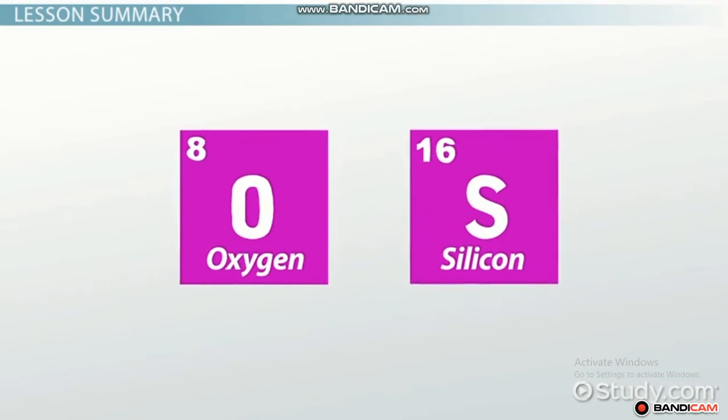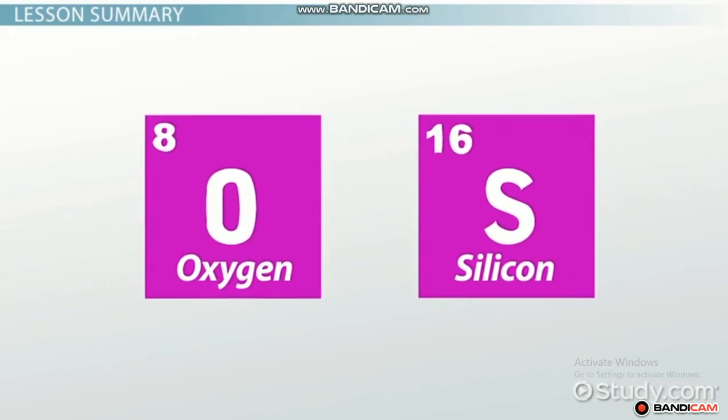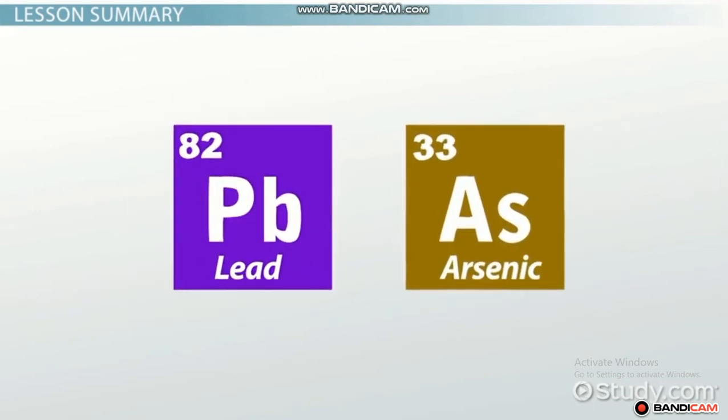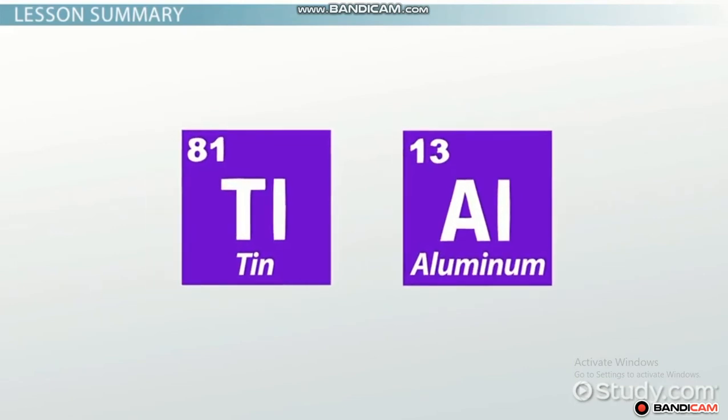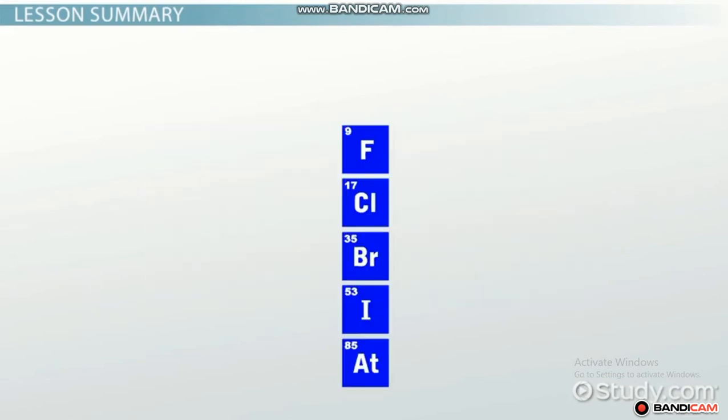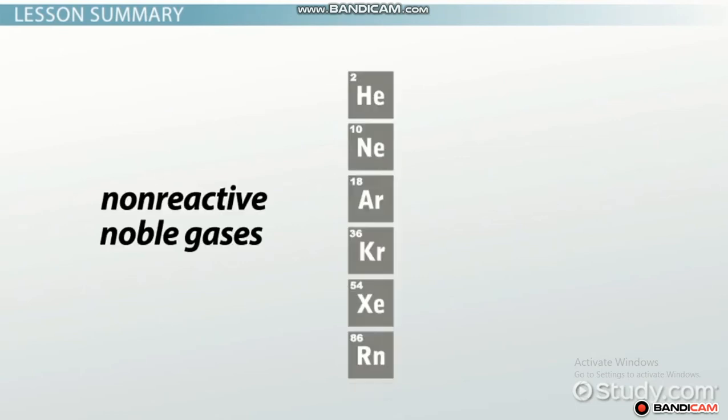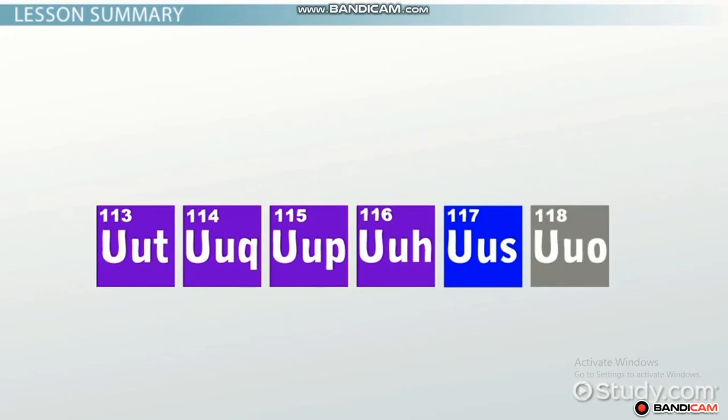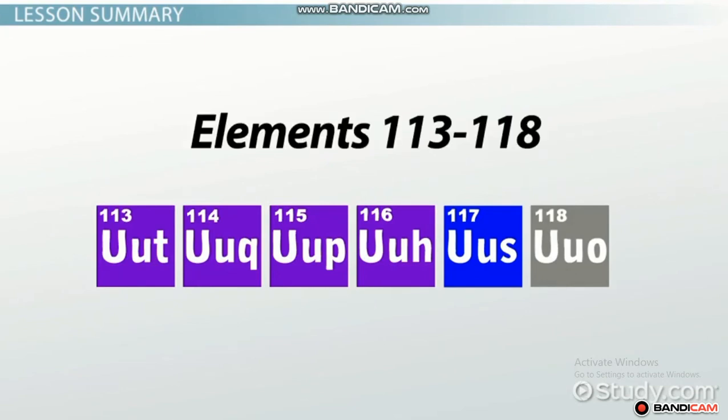Some of these elements are extremely abundant: oxygen, silicon. Some are toxic: lead, arsenic, and some are very useful: tin, aluminum. It is also home to the very reactive halogens, column 7A, and non-reactive noble gases, column 8A, and some of the most recently discovered elements, elements 113 to 118.